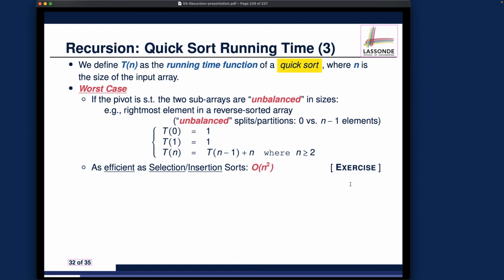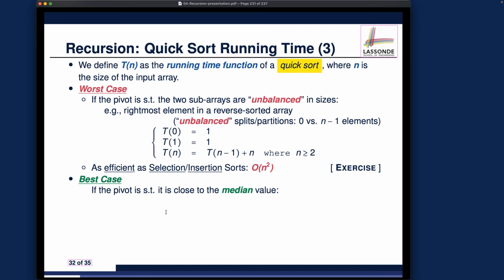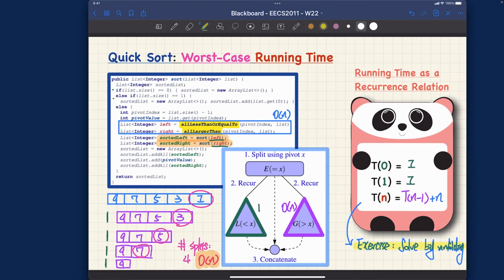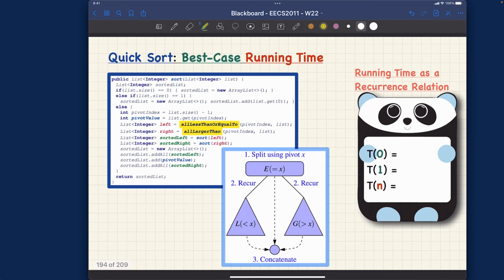What about the second case, for the best case? If the pivot has been chosen such that it is very close to the median value. Well, what does it really mean when the pivot is actually median? That means the number of elements less than or equal to the median, and also the number of elements larger than the median should be very equal to each other, right? The numbers should be basically the same. That's really the very definition of a median. Let's talk about the best case.